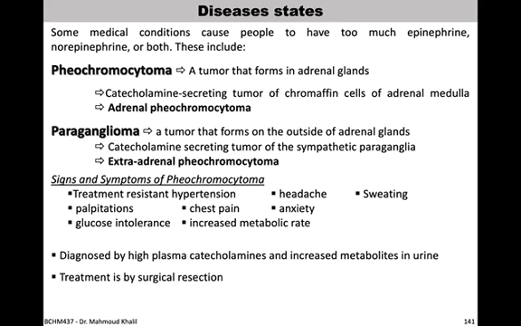It can be diagnosed by measuring the plasma concentration of the catecholamines, which will be very high, higher than the normal range, and this will also lead to increased metabolites in the urine. It can be treated by surgical resection, so just remove the adrenal gland or the part that has the tumor, and it can be substituted by drugs.